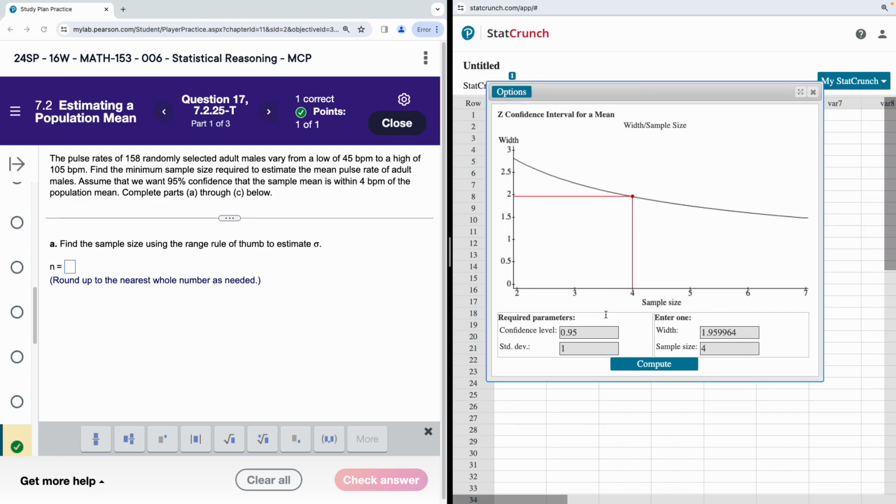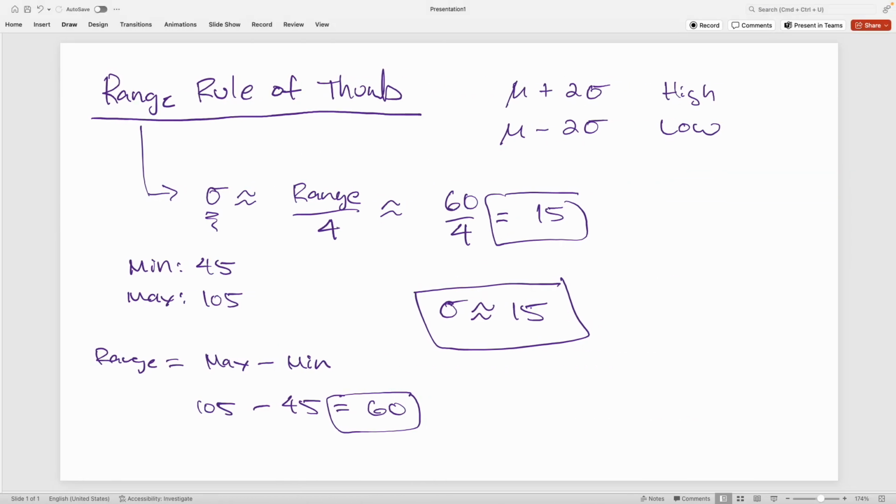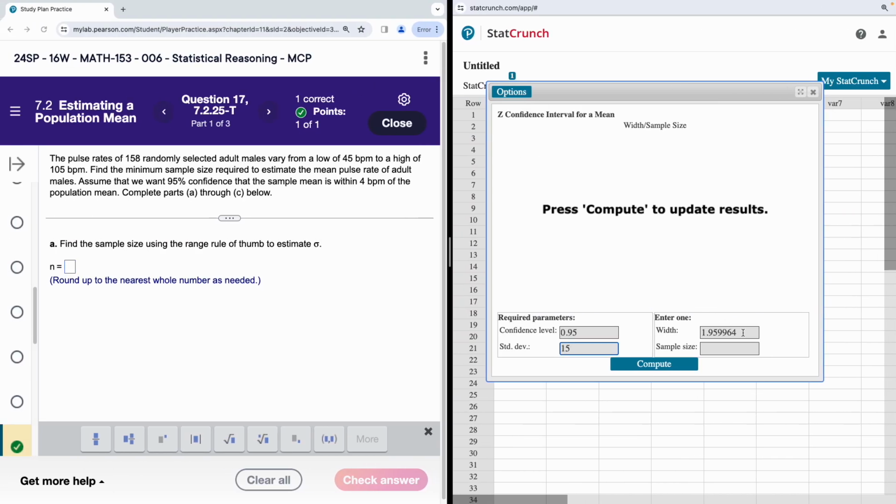Now I am going to use a 95% confidence level. That's what the exercise dictates. I am going to adjust my standard deviation to the 15 beats per minute that I just approximated back on this page here. And then my width, they want me to be within 4 beats per minute of the population mean. Well, I could be 4 beats per minute above, or I could be 4 beats per minute below.